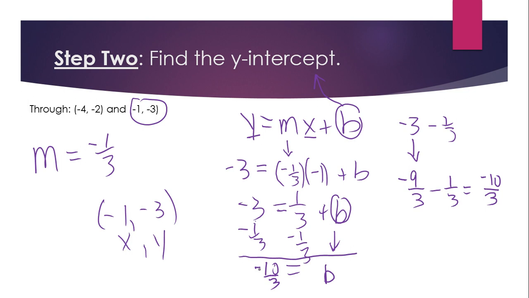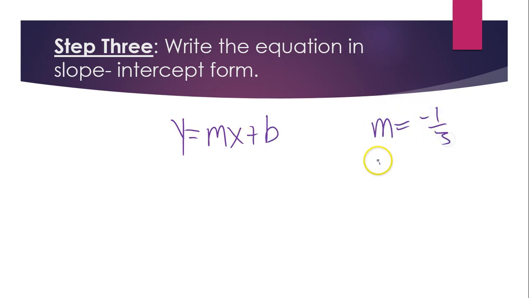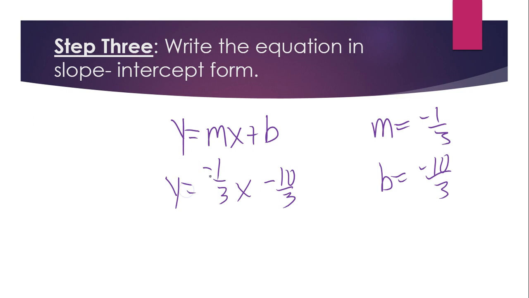Okay, if you get your y-intercept, you're almost done. We just have to write that equation. I have enough info at this point to write the equation, and we are going to do that in slope-intercept form. So it's y equals mx plus b. From before, I knew my slope was -1/3. And I know my b value is -10/3, and just replace the m and the b in this equation, and I'm done. So I have y equals -1/3 x minus 10/3, and that's it. That's your equation written in slope-intercept form.